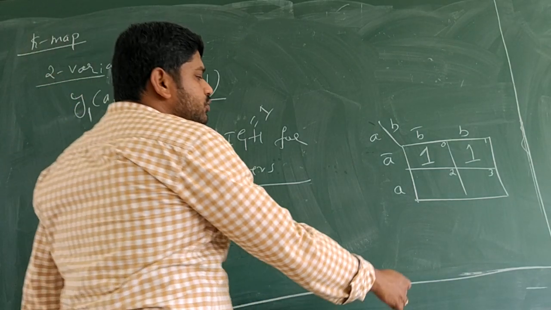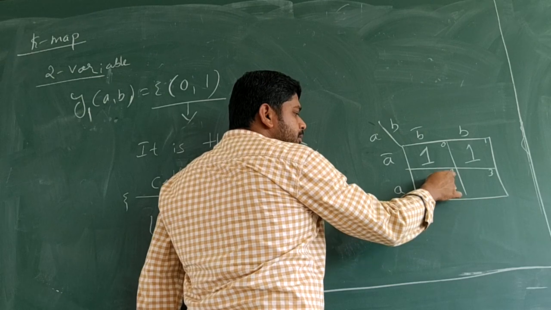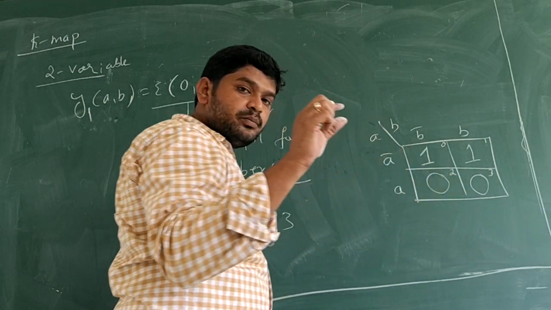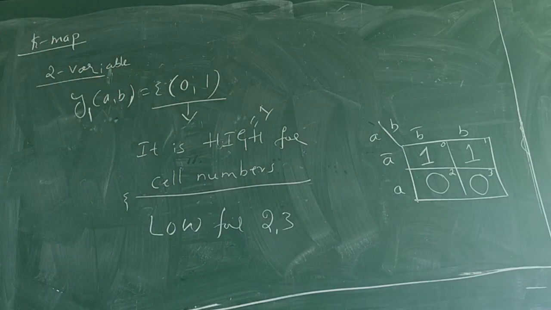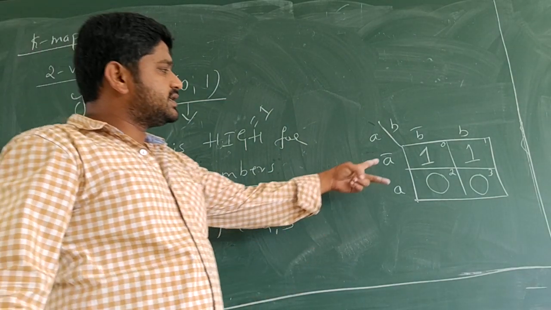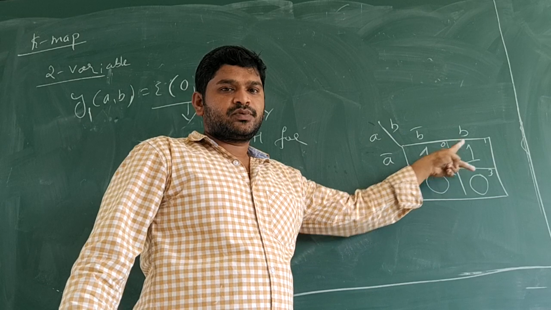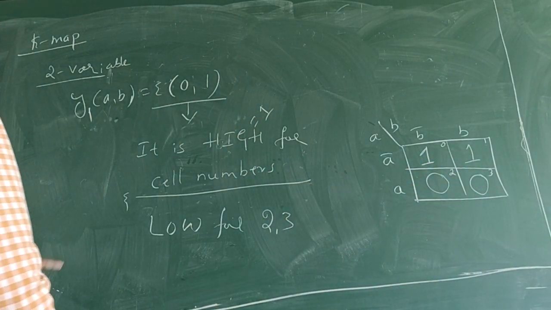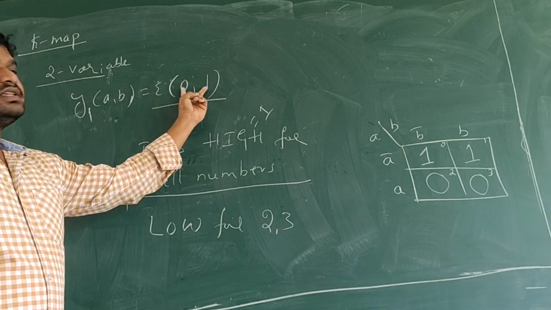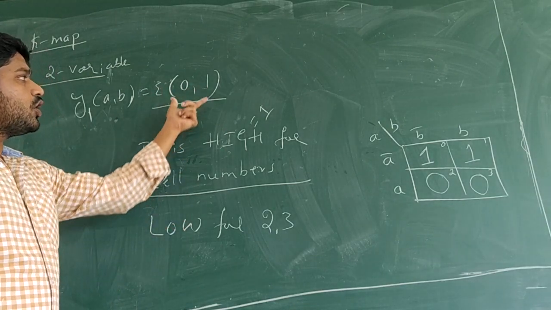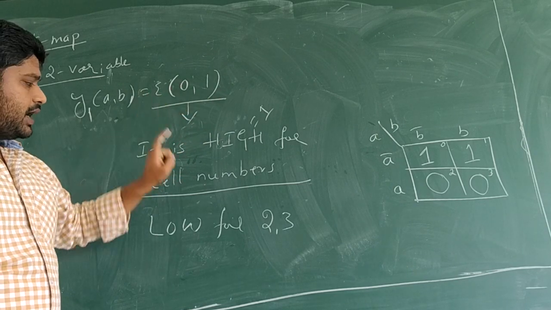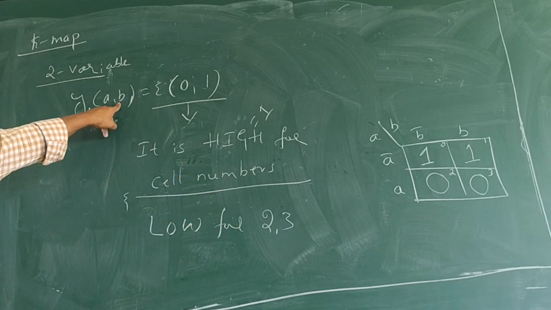So what we have to do? We have to write big 0. Don't write cell numbers in big font. Write in a small comfortable font. But these cell numbers should be there. Okay? Means what are the values we are writing inside it. It is high for given cell numbers and low for not given cell numbers. If you merge the set of given and not given, it should be full set.